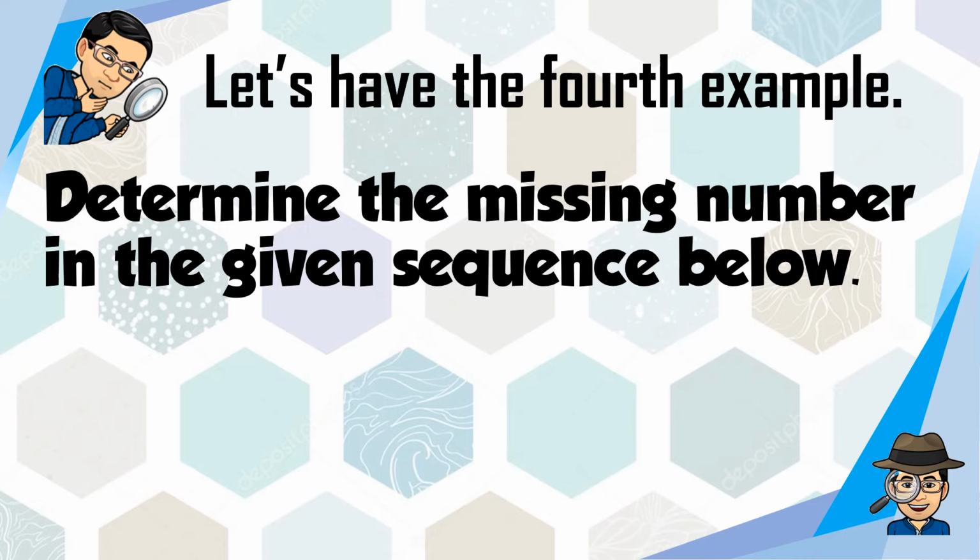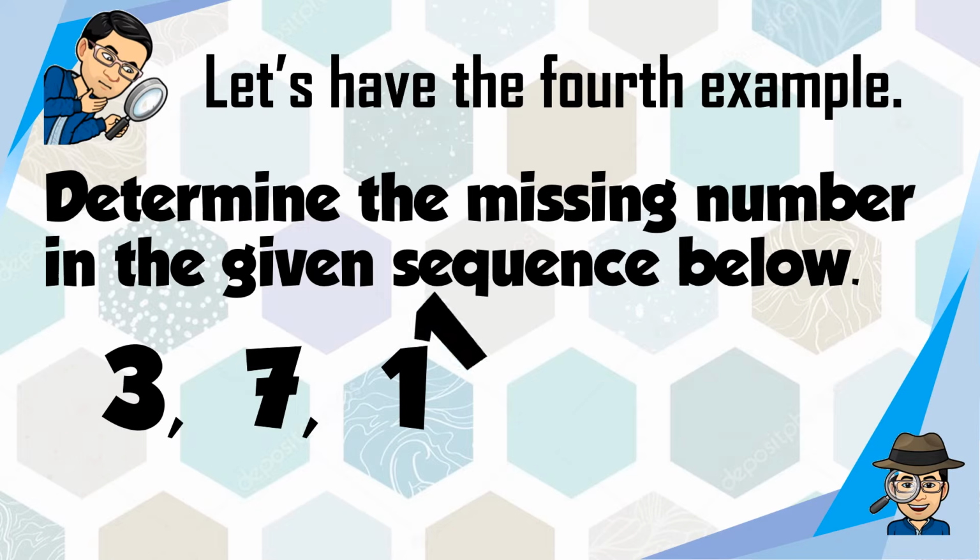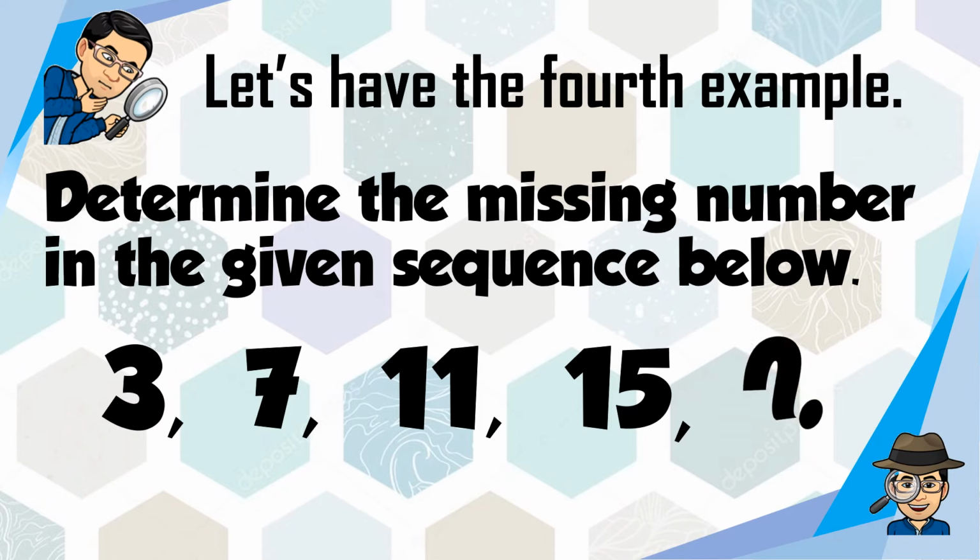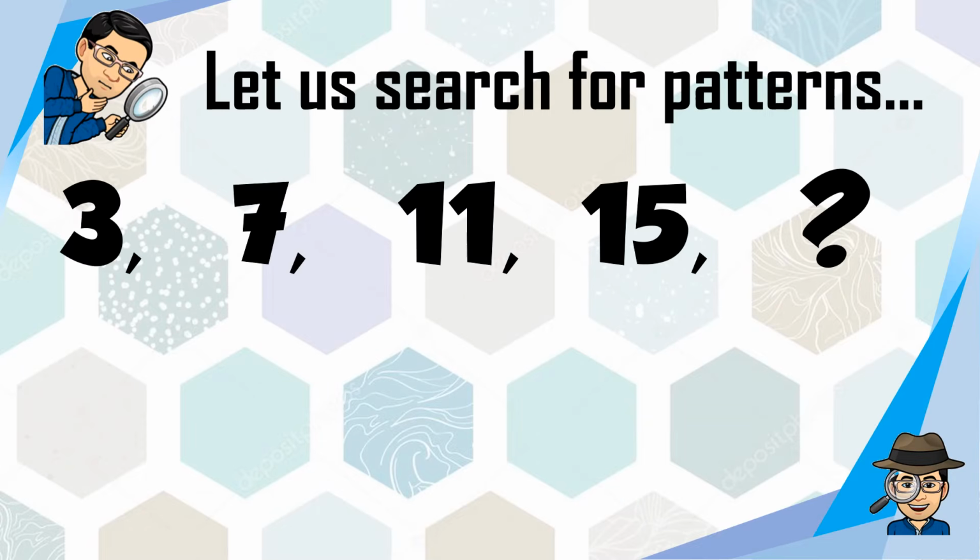So, kung kanina letters ang pinag-usapan natin, ngayon naman, numbers. So, let's have the first example, 3, 7, 11, 15, and then question mark. So again, take a look at the sequence, increasing siya. So, kapag numbers po ang pinag-uusapan at increasing order siya, usually ang operation lang niya is addition or multiplication. Okay. Kapag naman decreasing siya, it's either subtraction or division.